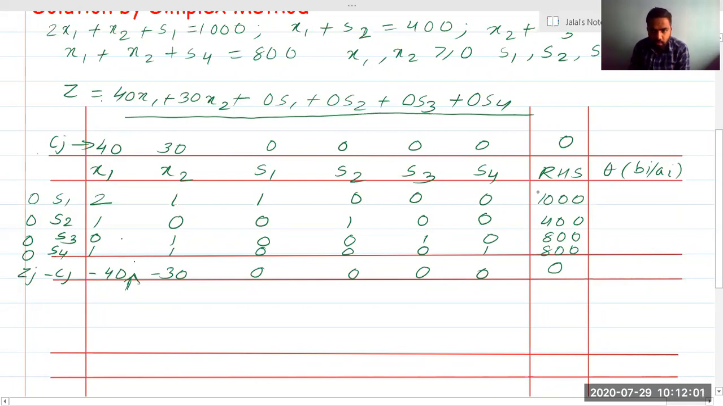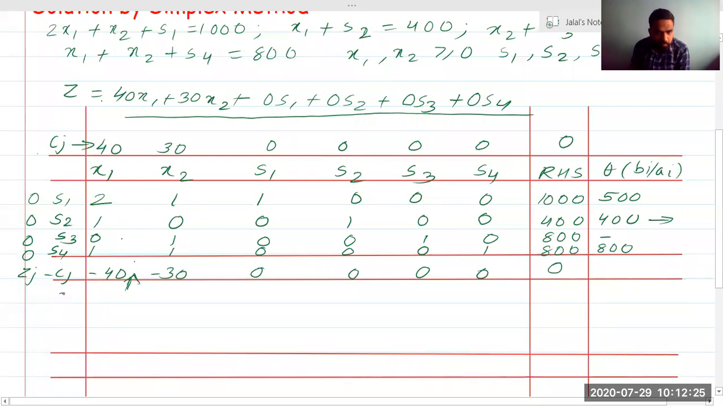So we will do 1000 by 2 will be equal to 500. Then 400 by 1 is equal to 400. I already told you we cannot divide anything by 0 or negative. So this will not exist. 800 by 0. Then 800 by 1 is equal to 800. Okay, so we have found some value which is the least positive. Least positive is 400. So S2 will replace, and what will enter is X1.